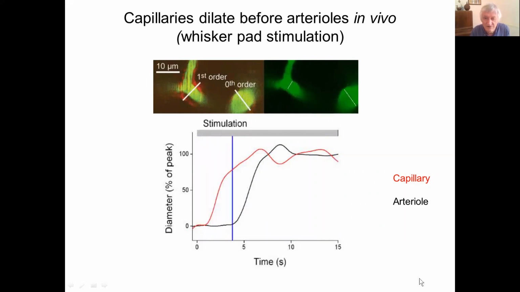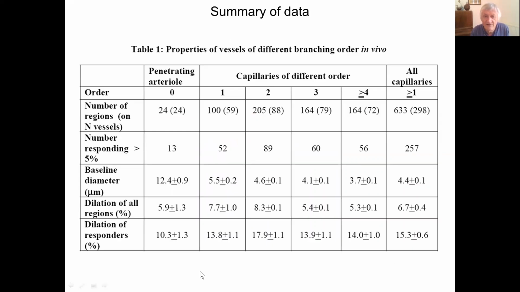Now, so who cares? Well, it turns out it really matters. If you look at the dilations produced in these different sizes of vessel, the penetrating arteriole, the first, second, third, and so on, order capillaries, it's about 6% in the arteriole, maybe 8% in the first few capillaries, and then it drops off again. But on average, the capillaries and the arterioles dilate by about the same amount.